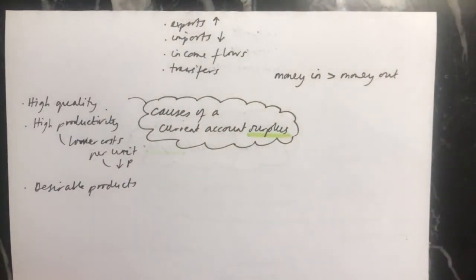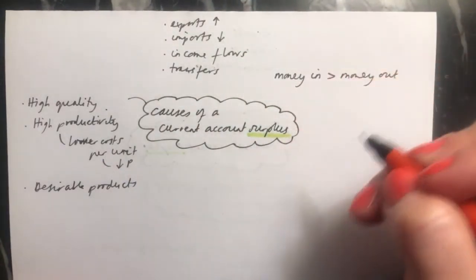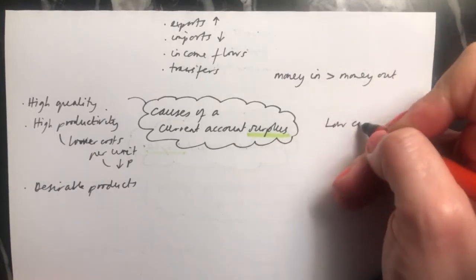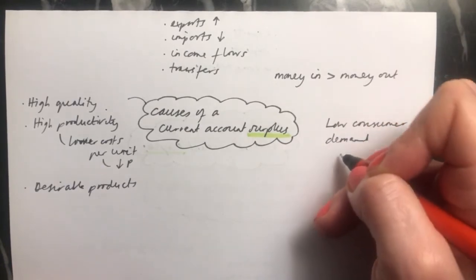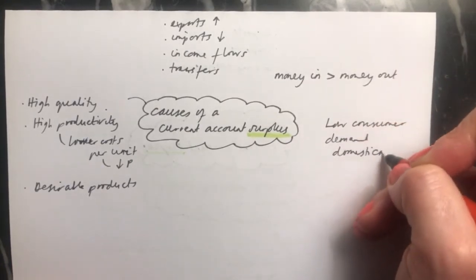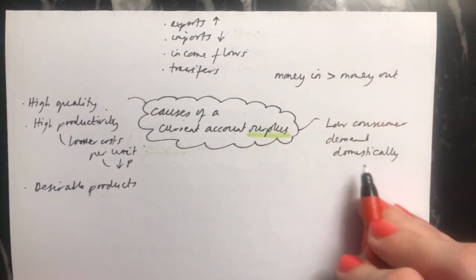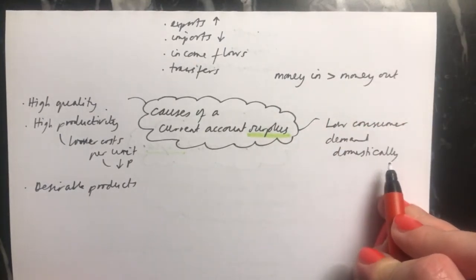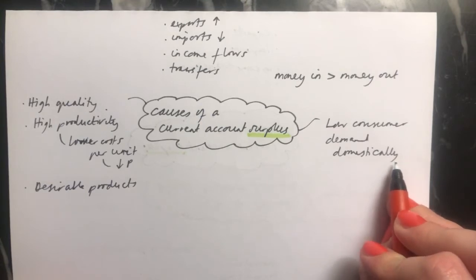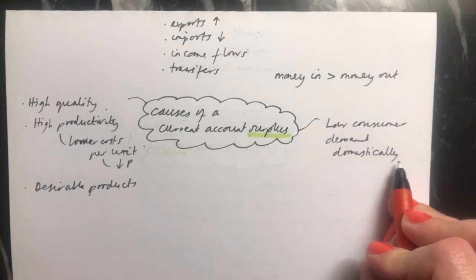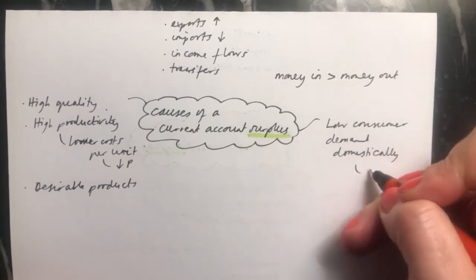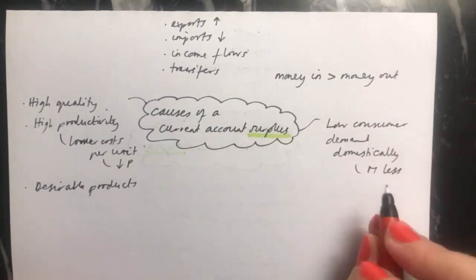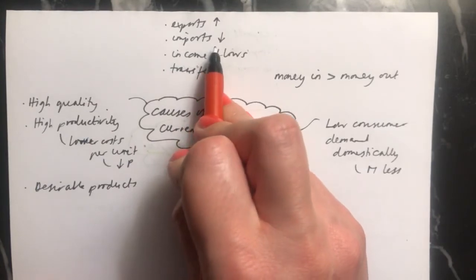The next area we're going to look at is that you may be experiencing low consumer demand domestically. That means in your own country. You might have low demand domestically, for example, if you have reduced incomes in the country or the economy is in a slowing down position. If this is the case and you have lower consumer demand, this will mean that you import less into the country, and this would cause imports to go down here.